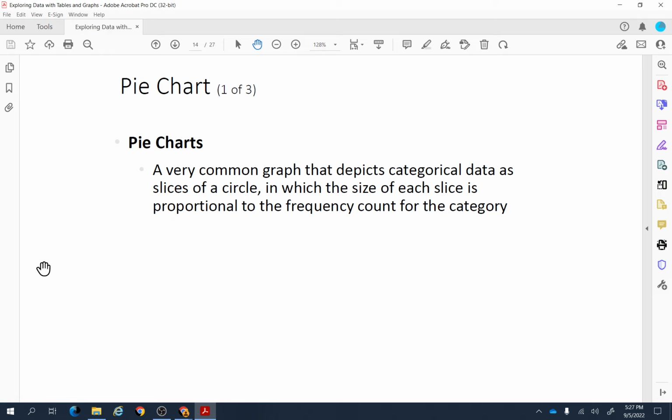Okay, pie chart. I think most of you have seen the pie chart. It's just a pie, and we divide the pie into different slices, and based on the different categories, there will be different slices for those categories.